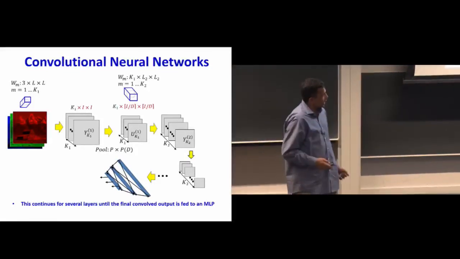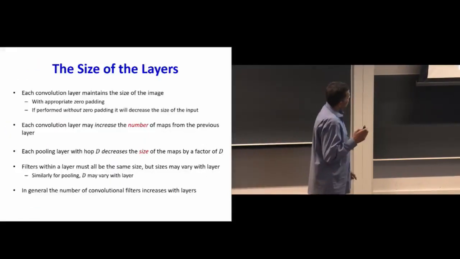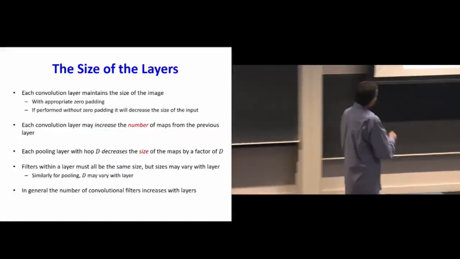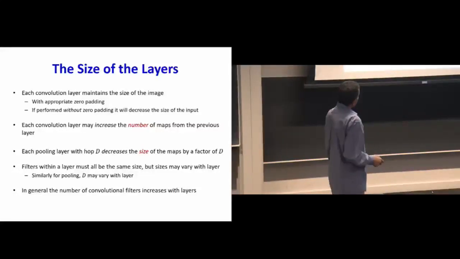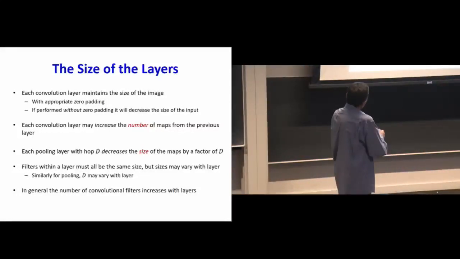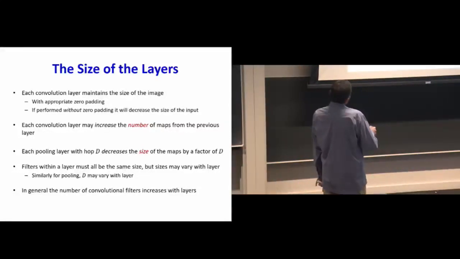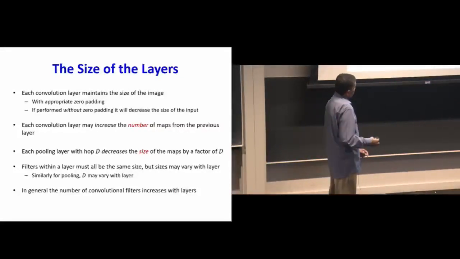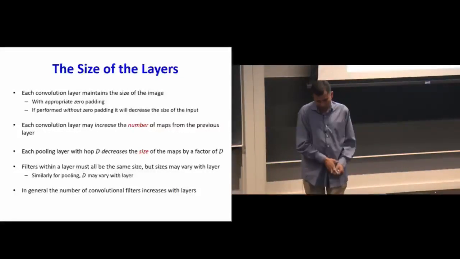So if you think of the size of the layers, each convolution layer, if you zero pad it, is going to maintain the size of the image. Without zero padding, it would shrink it. Now, in each convolution layer, what's going on here?